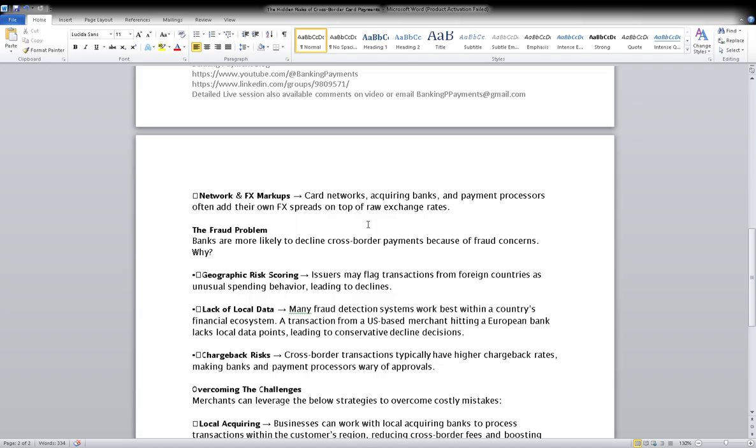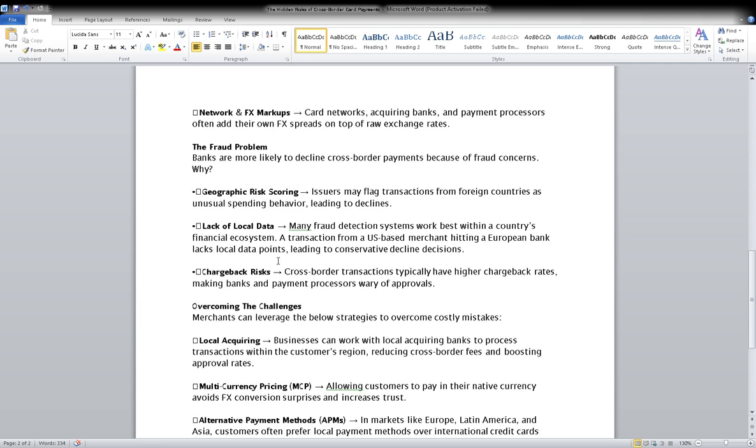Lack of local data. Many fraud detection systems work best within the country's financial ecosystem. A transaction from a US-based merchant hitting a European bank lacks local data points, leading to a conservative decline decision. So if the decision is not made correctly at the time of the transaction, the bank's fraud system will reject the payment. Chargeback risk. Cross-border transactions typically have higher chargeback rates, making banks and payment processors wary of approval. So that is one of the reasons why this is happening.